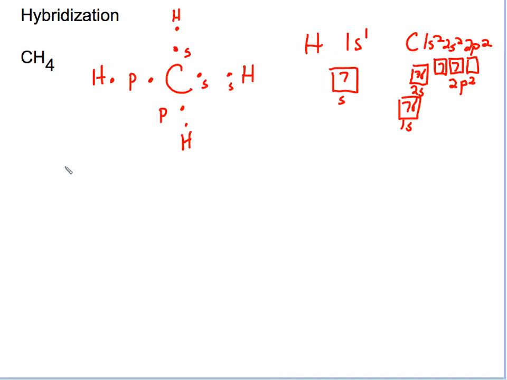Well, when people look at the bonds in this methane, CH4, what they find is that these 4 bonds are identical, even though 2 electrons from carbon are from p orbitals and 2 are from s orbitals. Now, if that was really the case, that they were different in energy, then these bonds wouldn't be the same. So what people theorize is this is what happens.